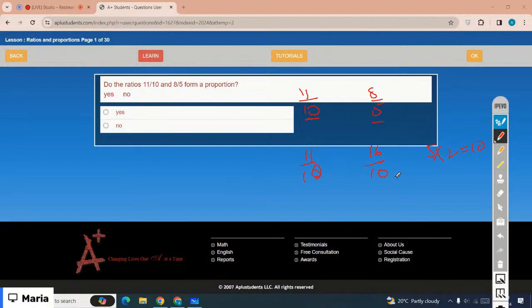See, they have the same denominators but their numerators are different. That means no, they do not form a proportion. The correct option is no. Got it?